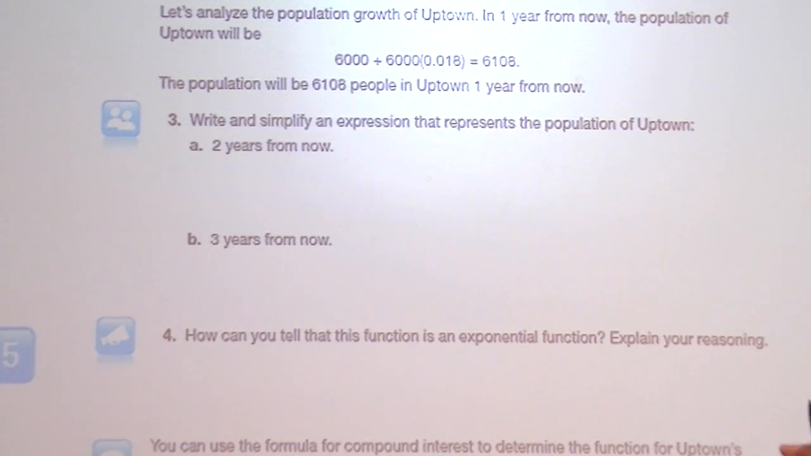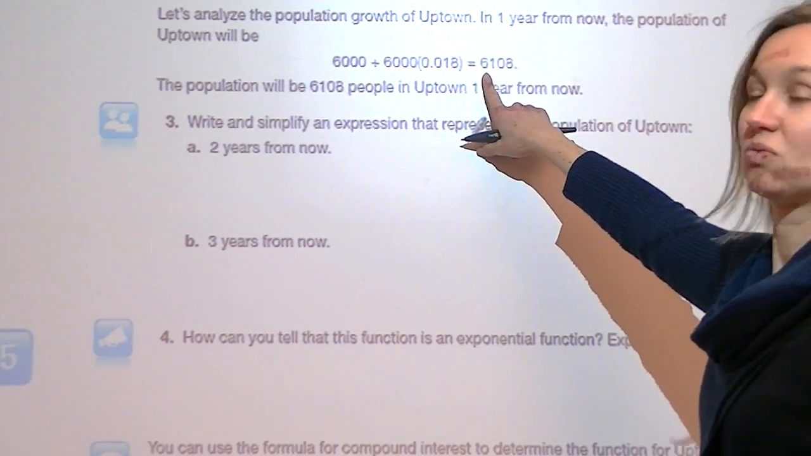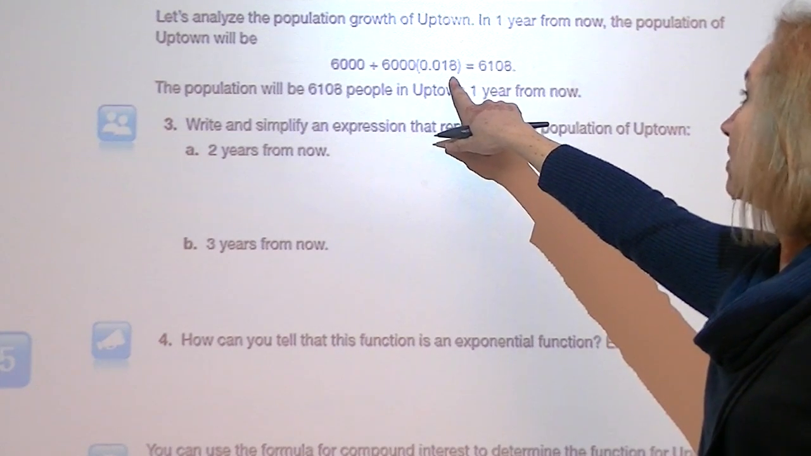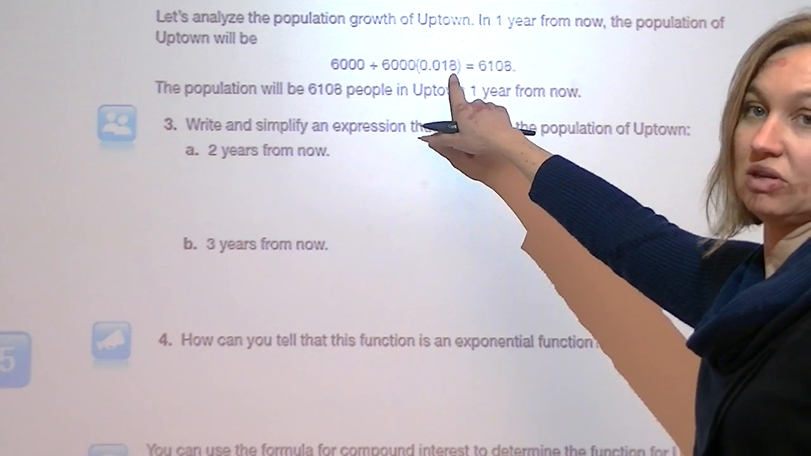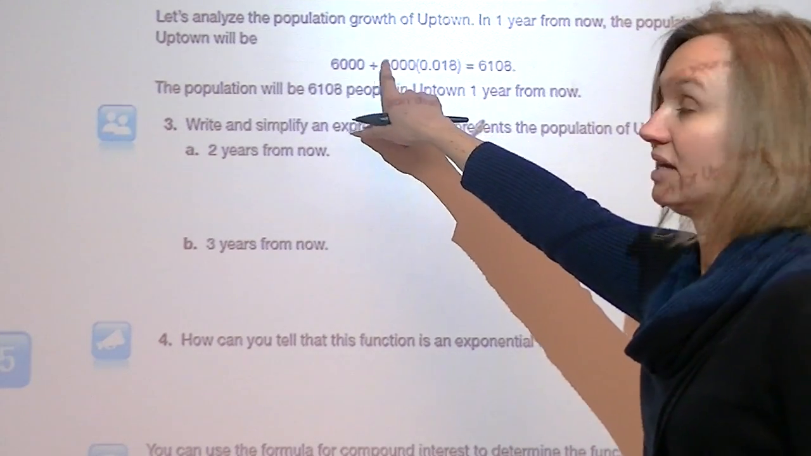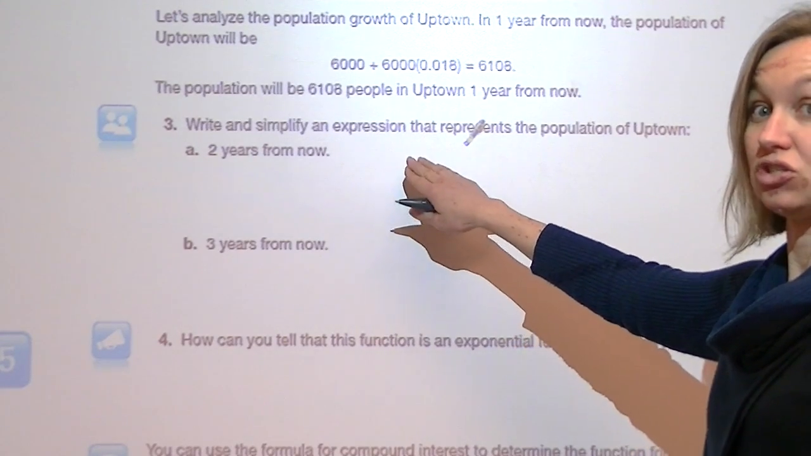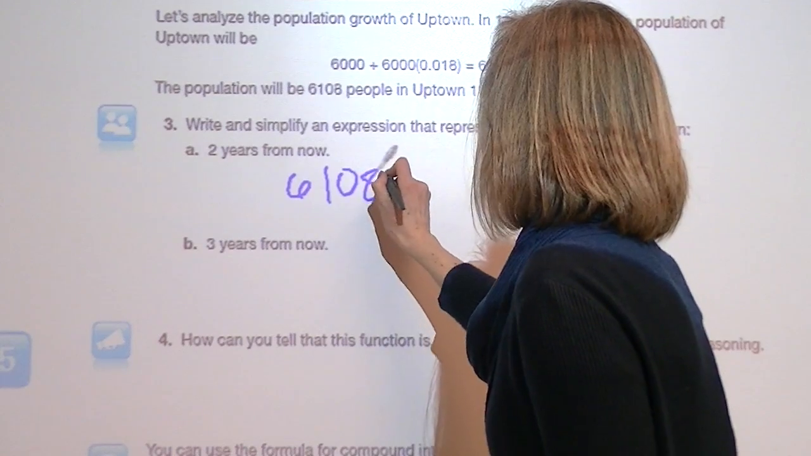Okay, so you've already calculated and hopefully understand where they got this 6,108. So they took 1.8%, changed that to a decimal, multiplied it by the 6,000, and added it to the original 6,000.